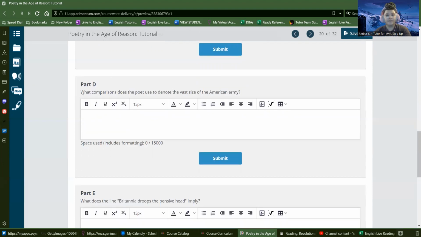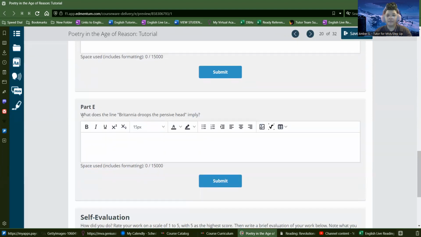Then we have part D. What comparisons, so that means what things that are similar, does the poet use to denote the vast size of the American army? So basically, she's trying to say that the American army is large. What does she compare it to express that in the poem? That's what you're looking for. And then part E, what does the line Britannia droops the pensive head imply?